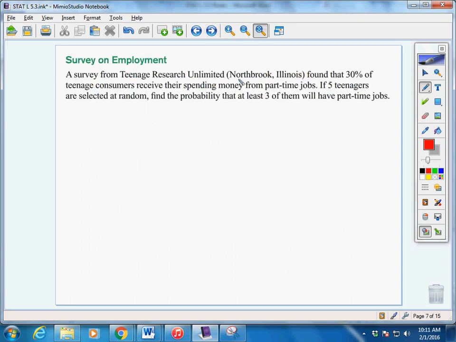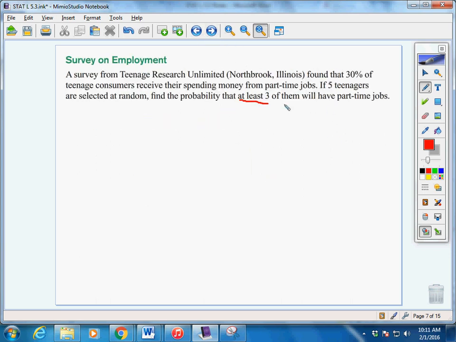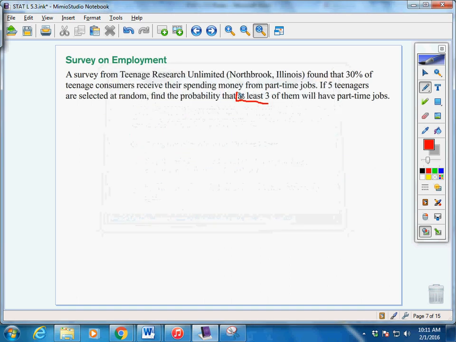A survey from Teenage Research Unlimited found that 30% of teenage consumers receive their spending money from part-time jobs. If 5 teenagers are selected at random, find the probability that at least 3 of them will have part-time jobs. At least 3. We've seen that term, at least, before. And remember, when we did the last problem, it told us exactly 3. Focus on the fact that this says at least. What does it mean when we say at least?